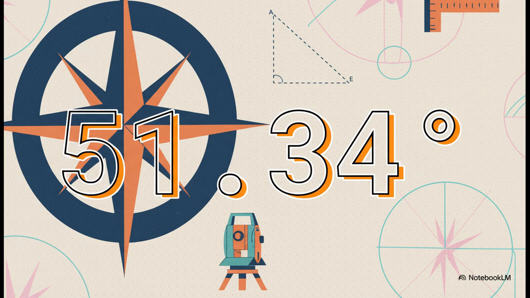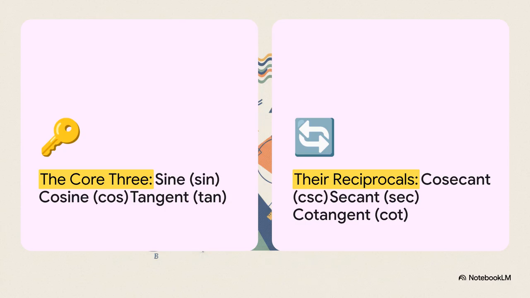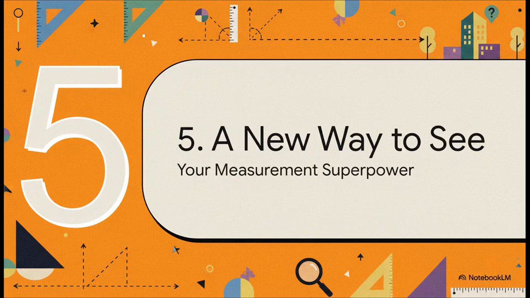How cool is that? Now, really quick, you might hear about 3 other trig functions: cosecant, secant, and cotangent. They sound intimidating, but don't let them fool you. They are literally just the reciprocals, the flipped versions of the 3 we just learned. Cosecant is the flip of sine, secant is the flip of cosine, and cotangent is the flip of tangent. Simple as that.